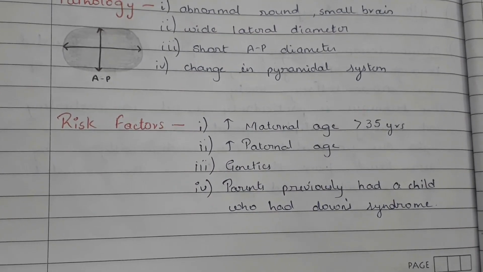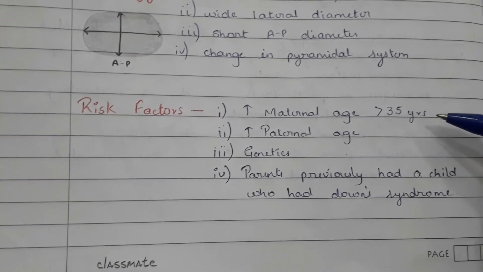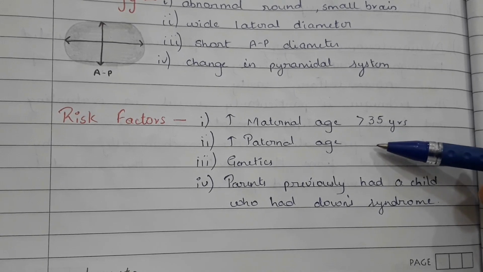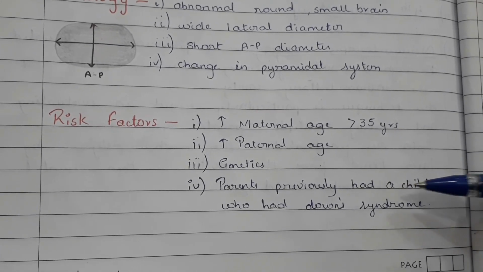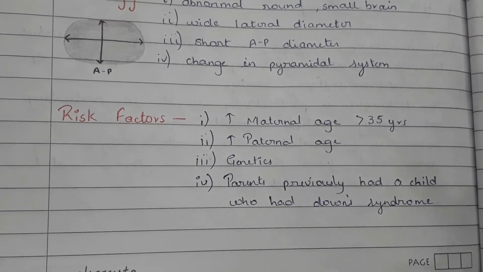Risk factors of Down syndrome: increasing maternal age, that is if the mother's age is greater than 35 years, increasing paternal age, genetics, and if the parents previously had a child who had Down syndrome.